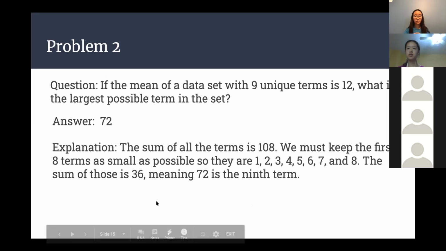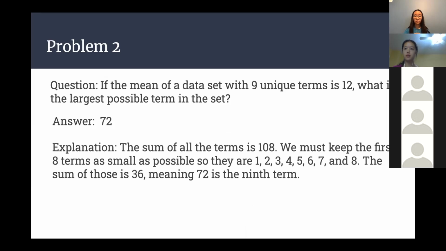And in order to find the largest possible term in this set, the question doesn't specify any of the terms, which means any of those numbers can be whatever we want. So we're going to try to minimize the first 8 terms. That way the last term can be as big as possible.